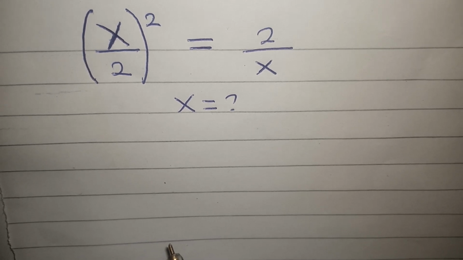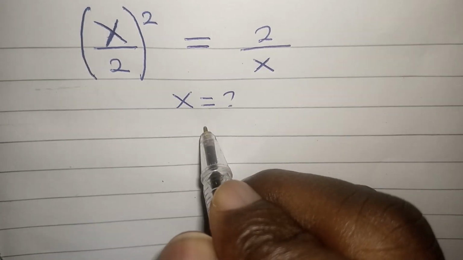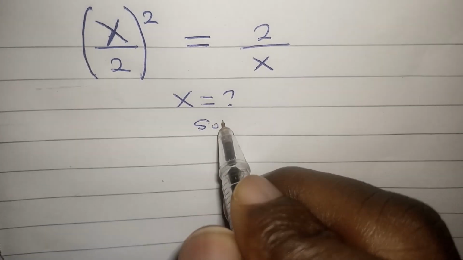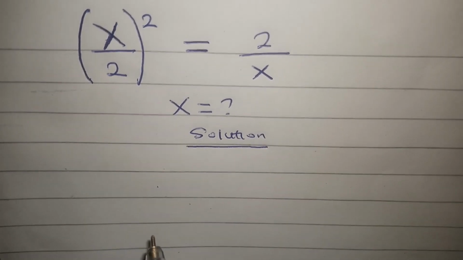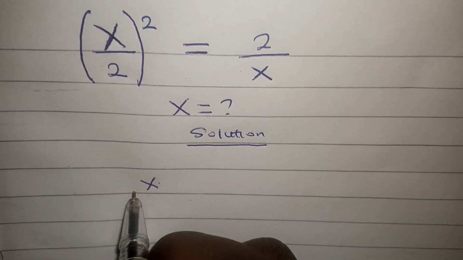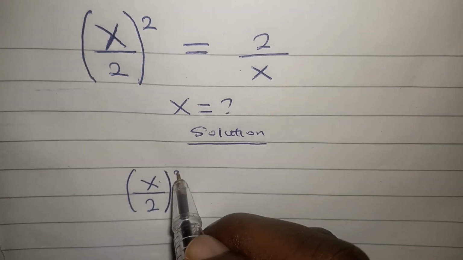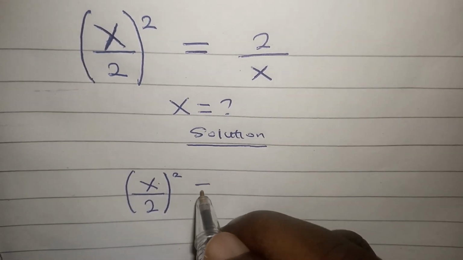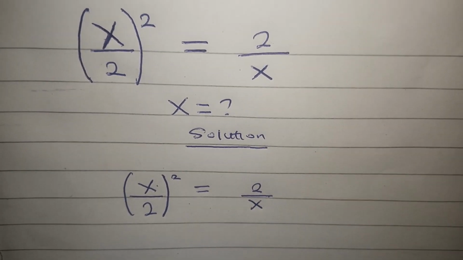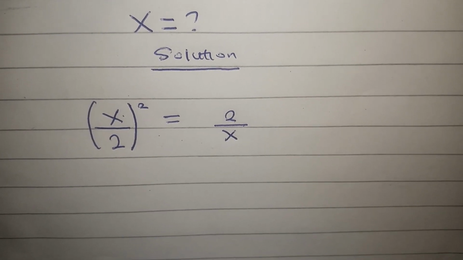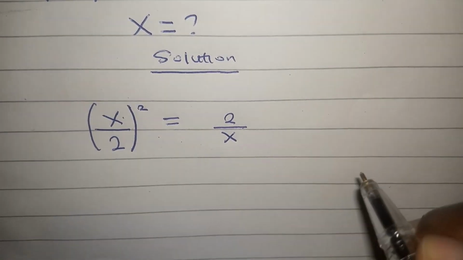So let's see how to provide a solution to this. Solution. Now write the question, which is (x/2)^2 equals 2/x. Having done this, we are going to apply the square, so we're simply going to apply rule 6.